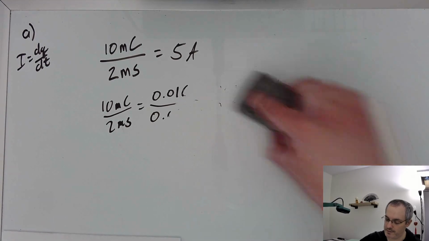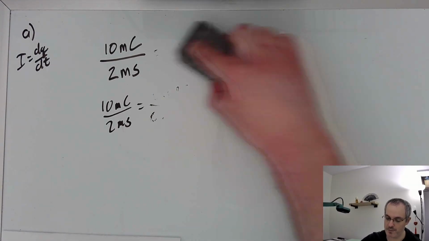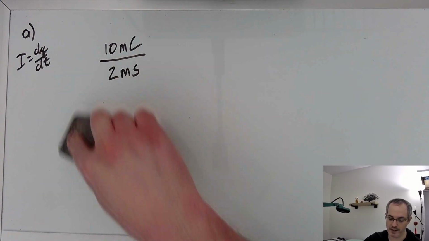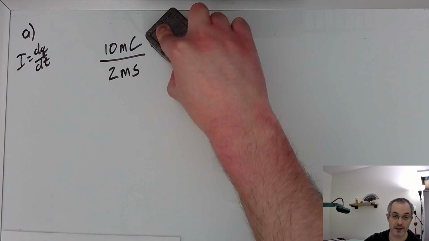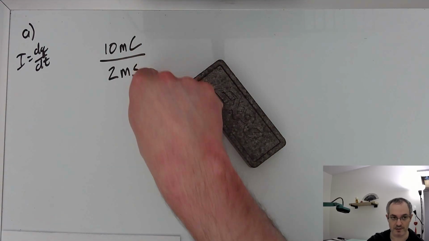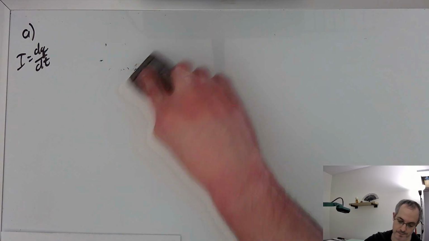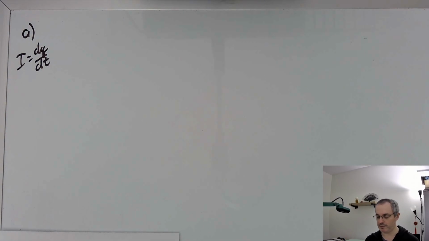What we learned then is make sure everything is in your SI units. I like to say put them in your standard SI units, which would be coulombs and seconds. But as long as the prefixes all match as well, then you're good. But if you're ever in doubt, put them all in the regular units.